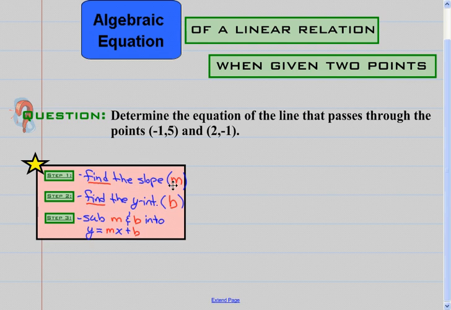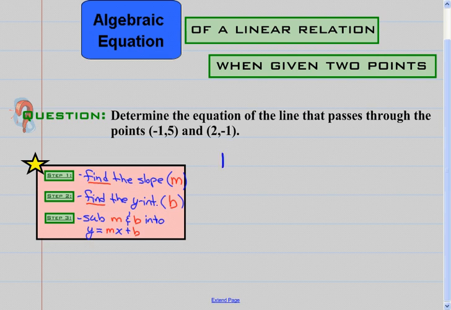Step 1 is to find the slope. Step 2 is to identify the y-intercept. Step 3 is to sub them into the slope-y-intercept form of a line, y equals mx plus b. Alright, so let's begin. Let's start by finding the slope.